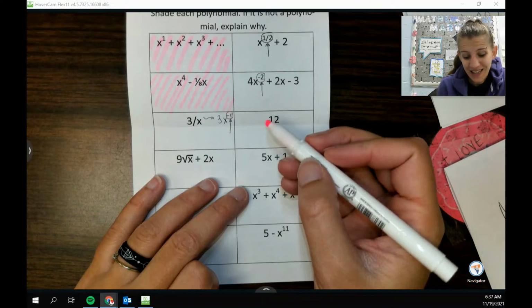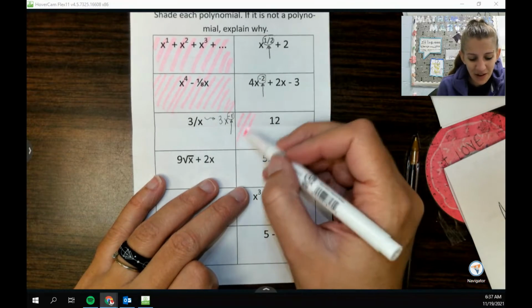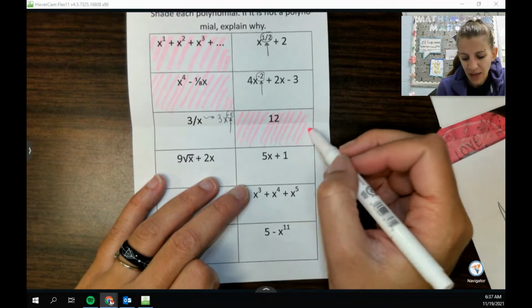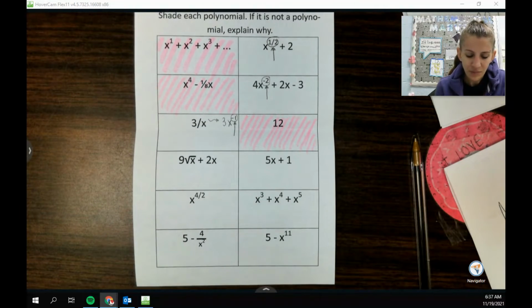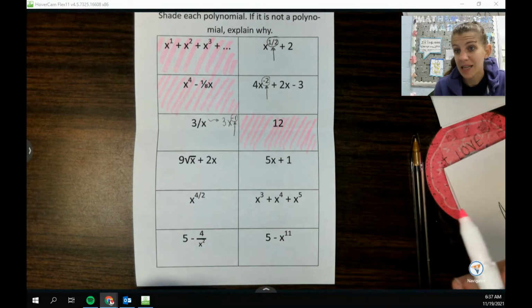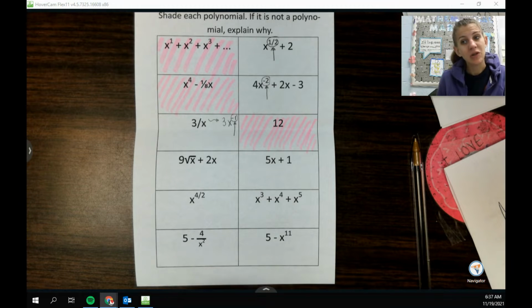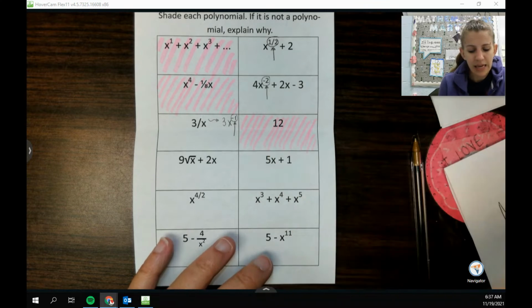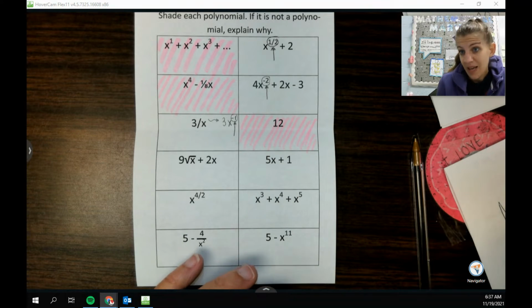12 all on its own is a polynomial. Even though there aren't many terms and there are no variables, that's okay. You can kind of imagine there's an x to the 0 power, which would just be 1, making this just 12. So yeah, and 0 is fine.